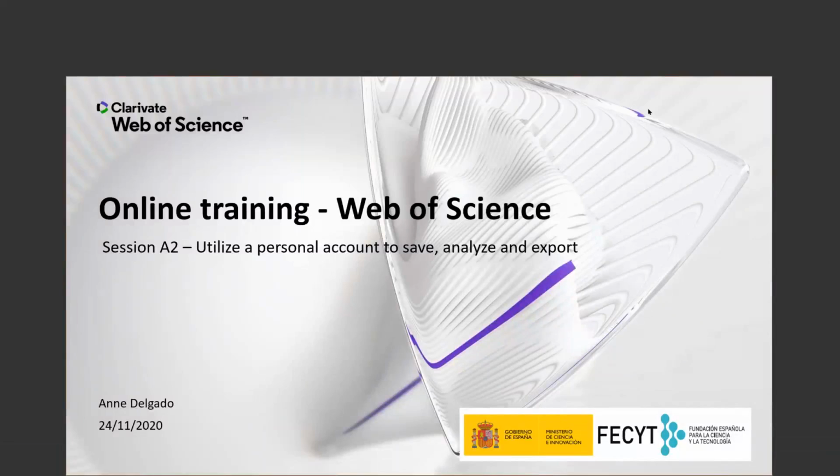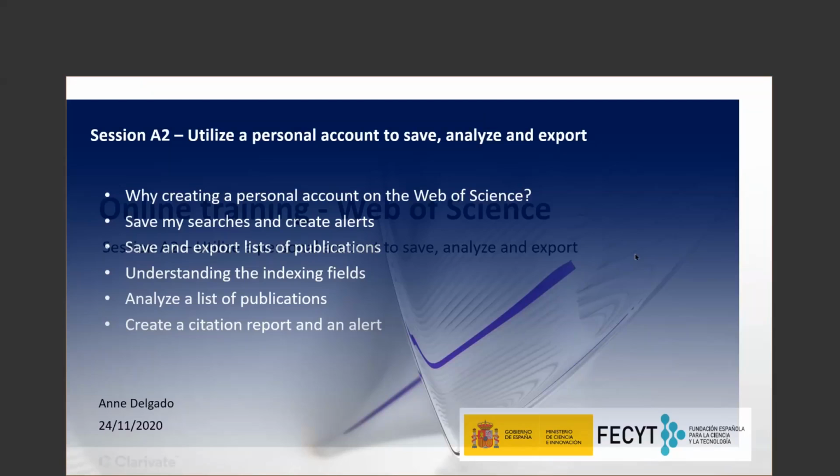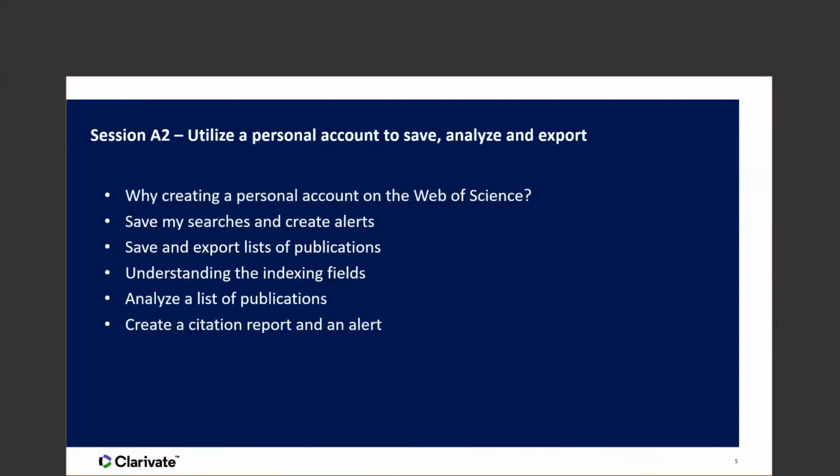Good morning. Here we are again for the second training session. Yesterday, we learned the basics about the Web of Science, what it is, and how to start doing searches per keywords. And today, we're going a little bit further because it's complicated to do a good search, so I want to save it. But to be able to save it or export whatever number of documents, records, I have to create a personal account. So here is the program of this session today.